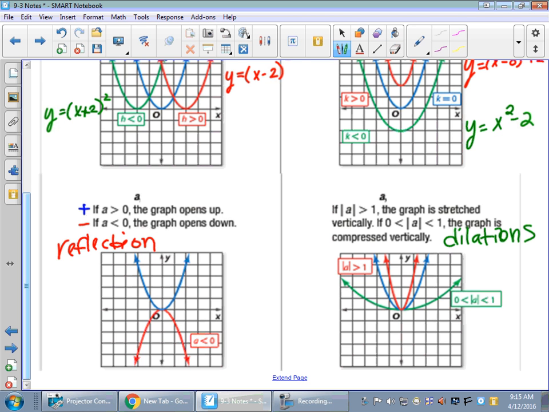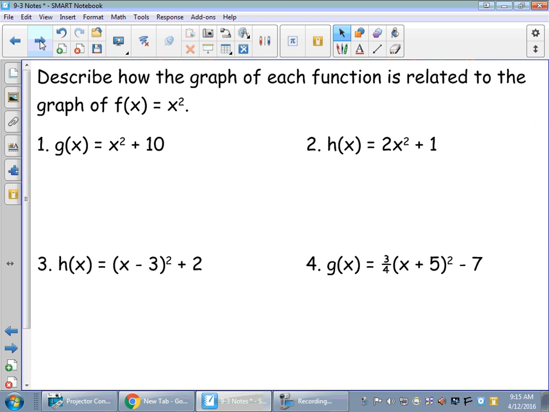A is our dilations. Okay? So let's just go ahead. We don't have to graph them, but let's just describe what that's doing to our graph. So for number 1, all we have is a +10. The only thing that changed is there's a k value.